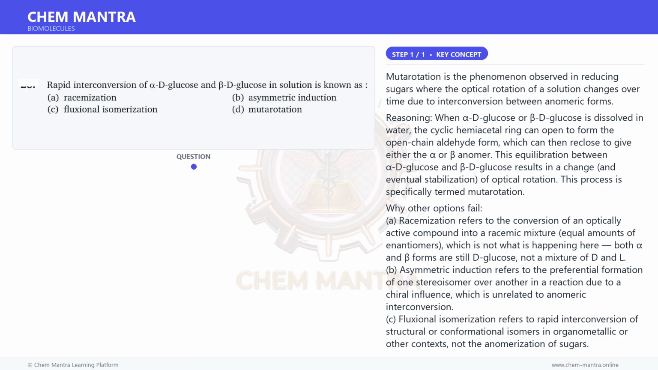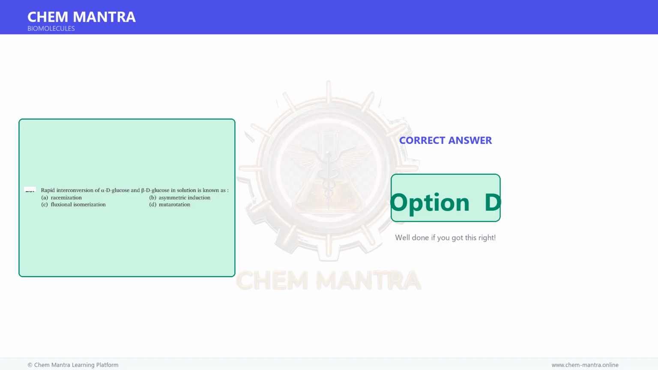C. Fluxional isomerization refers to rapid interconversion of structural or conformational isomers in organometallic or other contexts, not the anomerization of sugars. Therefore, the correct answer is option D.